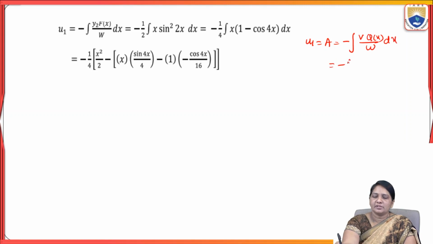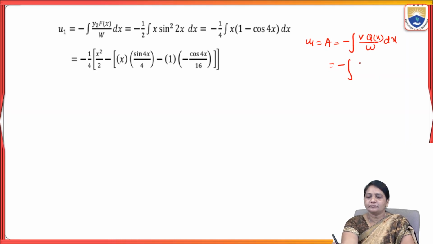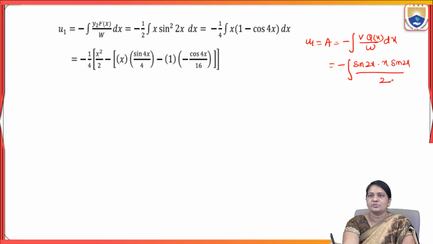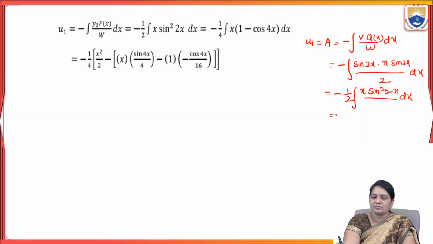So here minus integral, what is the y2 value here? That is sin 2x into q of x value, which is x into sin 2x, by Wronskian value 2, into dx. So here minus 1 by 2 is the constant taken out. Here x into sin 2x, here sin 2x, so sin square 2x into dx. So in place of sin square 2x, I can write this as 1 minus cos 4x by 2. So that's why I got one more 2.